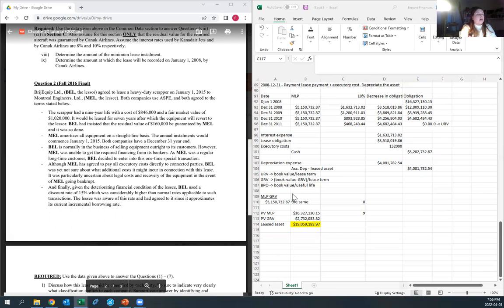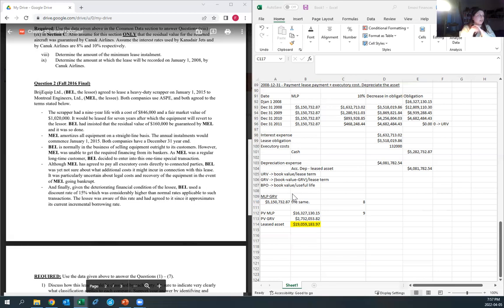So at the end of the lease contract, Bell should receive the $160,000, either cash or, well, not cash. The value of the asset will be $160,000 for sure. So Mel has to be careful to not damage the asset too much to bring down the fair market value. Mel amortized all equipment on a straight line basis. The annual installments would commence January 1st, 2015. Both companies have a December 31st year end.